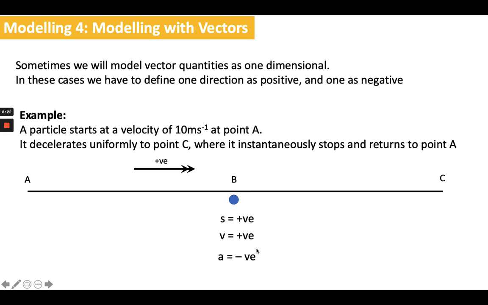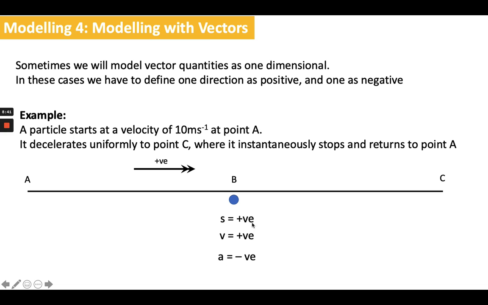Okay, so I still have this uniform acceleration which has the same value. This will be the same negative value, but my velocity here will have changed. It will have got less, but it will still be positive because I'm still moving towards C at this point. So even though this has got smaller, it does not mean that my velocity is now negative.